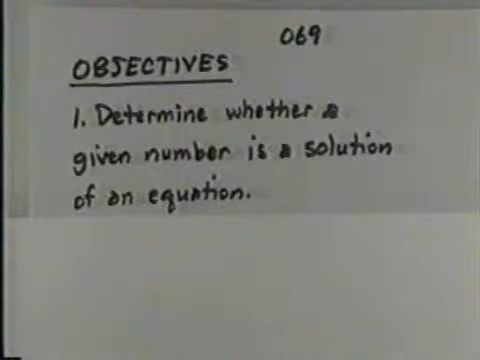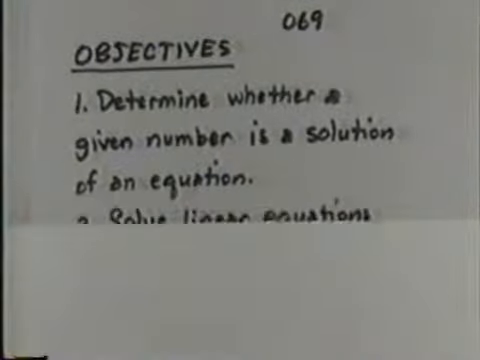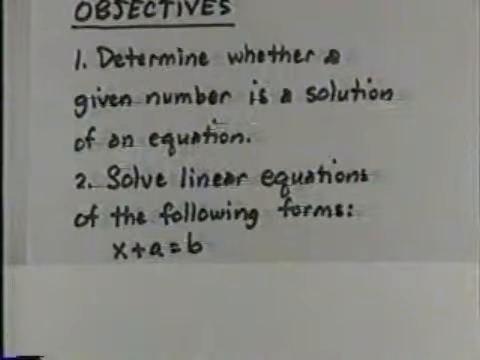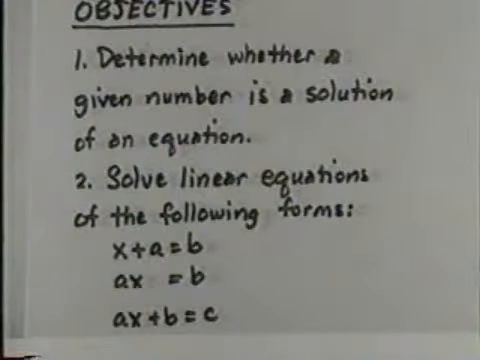Now let's begin. We have two objectives on this tape. Our first is to determine whether a given number is a solution of an equation. Objective 2 is to solve linear equations of the following forms. X plus A is equal to B. AX is equal to B. And AX plus B is equal to C.